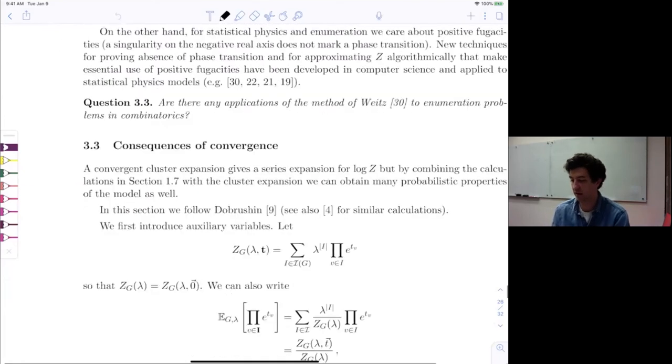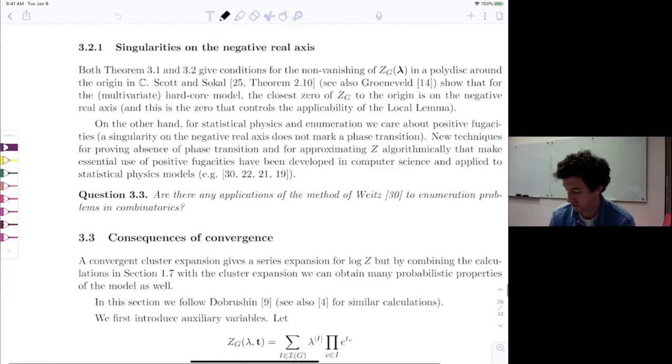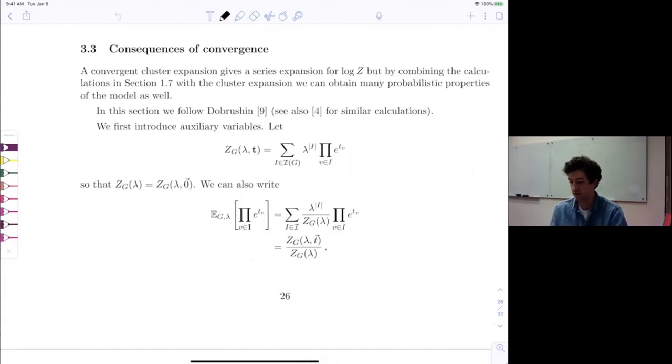I talk a little bit about the connection with the Lovász local lemma, but you can read that. Probably the important thing to go over or to read before next time, and we'll start with this, is some of the consequences of convergence. So of course, one consequence of convergence is that you get a series representation for log Z, and you can truncate it with guaranteed error bounds.